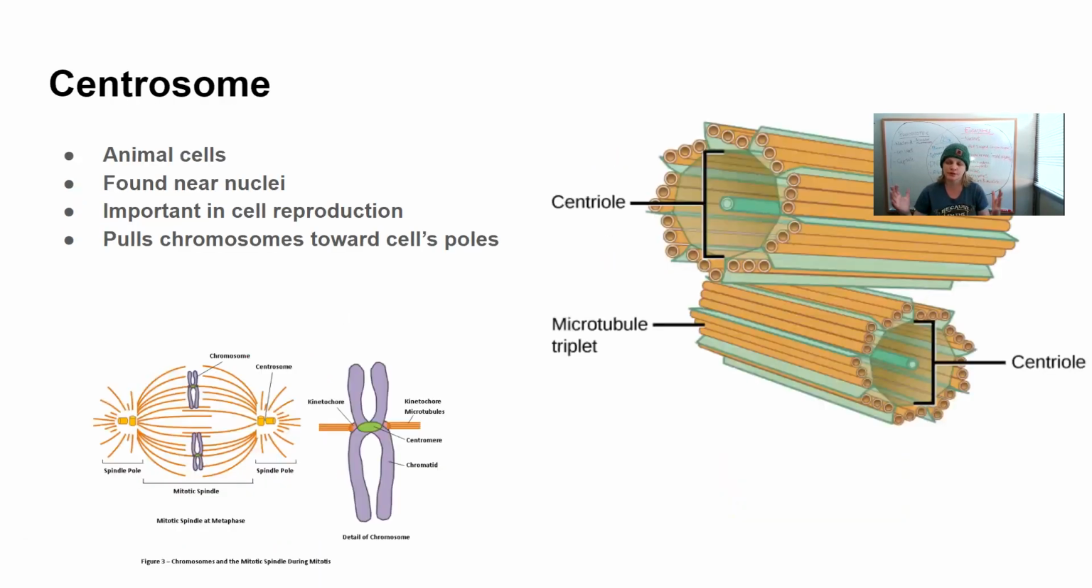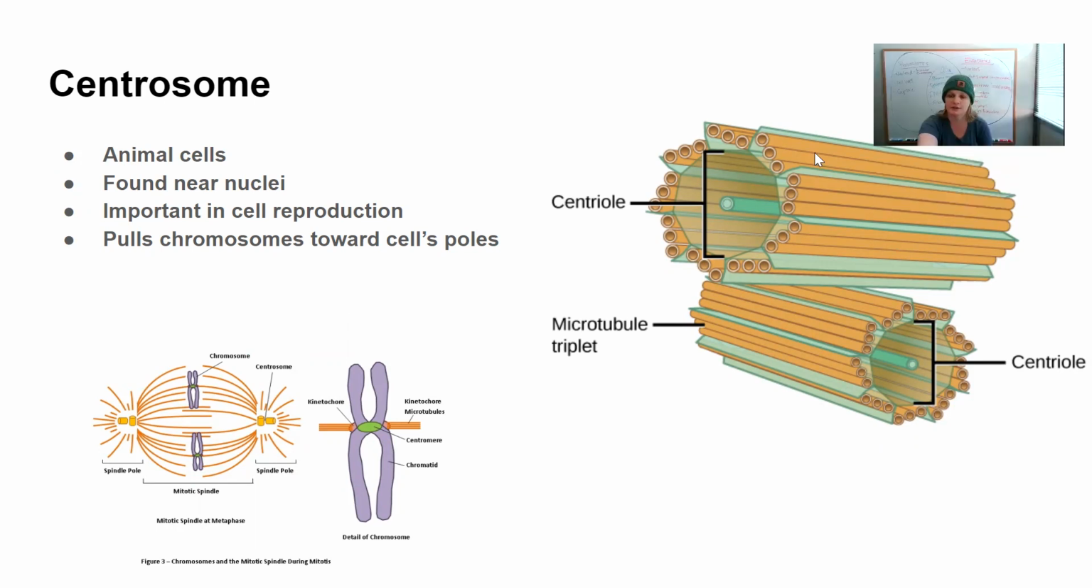So if we focus first on animal cells, we're going to talk about the centrosome. These are found near the nuclei. They're important in cell reproduction because what it does is it pulls the chromosomes toward the ends as that cell is getting ready to split. So let's take a look at the structure of these for a hot second.